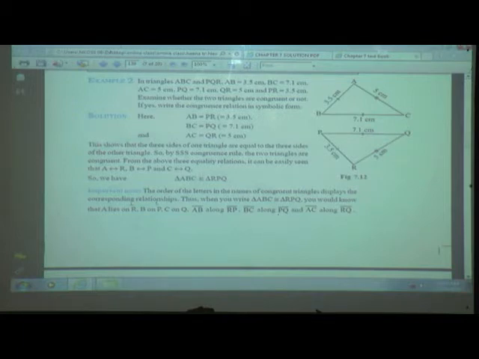An important note: the order of the letters in the name of a congruent triangle displays the corresponding relationships. Thus, when you write triangle ABC congruent to triangle RPQ, you would know that A lies on R, B on P, C on Q. AB segment lies along RP, BC along the PQ segment, and AC segment along the RQ segment.